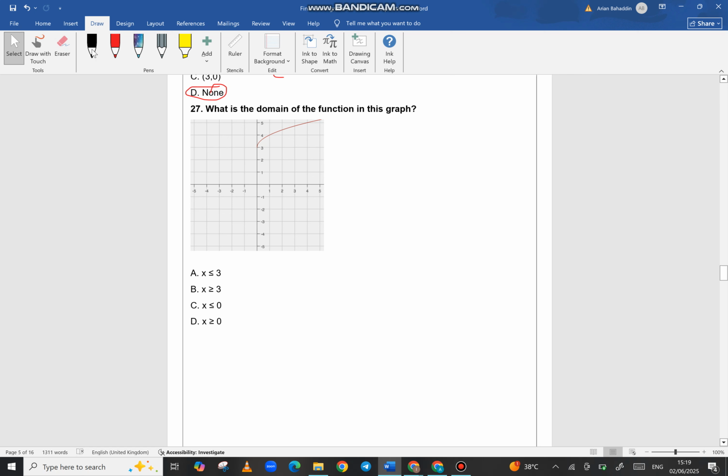The domain. It means what can x be? X can only be equal to 0 and greater than. So greater than or equal to, or the other way around, sorry. Greater than or equal to 0. Where is it? There you go.